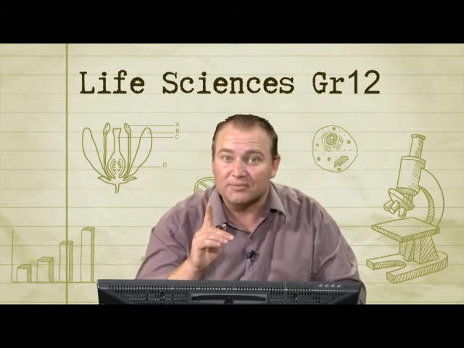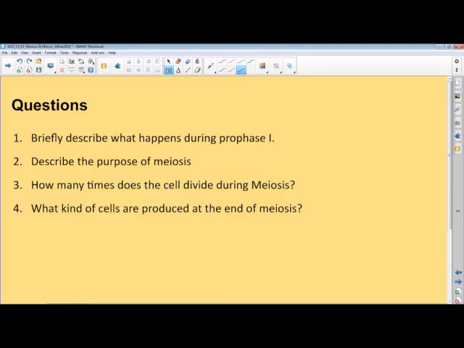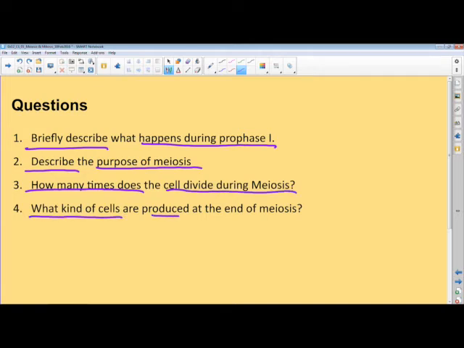Before we go into Meiosis 2, let's do some questions. Let's see how good you actually are, if you've been listening to me. Okay, here we go. Questions that I want. Briefly discuss what happens during Prophase 1. Describe the purpose of mitosis. How many times does the cell divide during meiosis? And the last one. What kind of cells are produced at the end of meiosis? Now, those 4 questions, around about 2 minutes. I'll see you after 2 minutes.